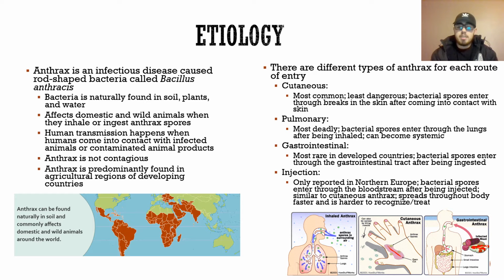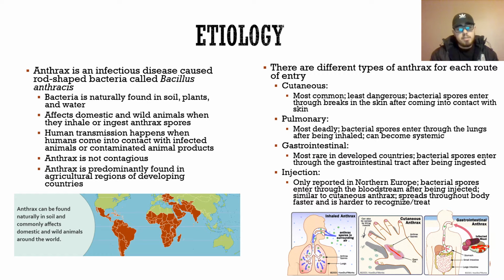And the spores are basically the mechanism that the bacteria use to protect itself until it reaches an environment where it can germinate. Human transmission happens when humans come into contact with infected animals or contaminated animal products, as I previously stated as well, such as the animal hair industry, the animal meat industry, et cetera.